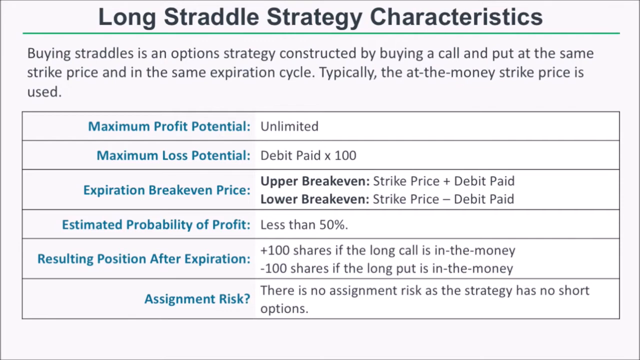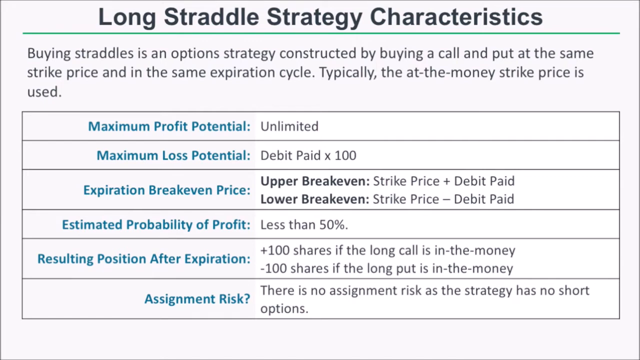Now, the maximum loss potential for a long straddle is the debit paid times 100. So if you pay $10 in premium for a long straddle, then your maximum loss potential is $10 times 100, or $1,000 per long straddle. Now, the maximum loss is a very rare scenario because that only happens when the stock price is right at your long straddle strike price. So most of the time, a long straddle will expire with some intrinsic value, but there still could be a substantial loss there if the stock price does not move away from that strike price.